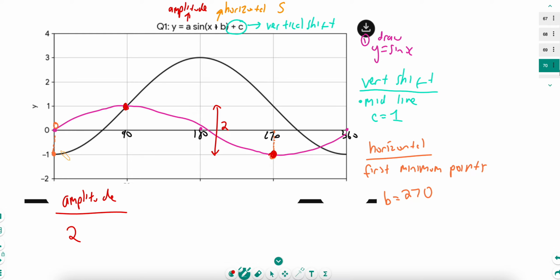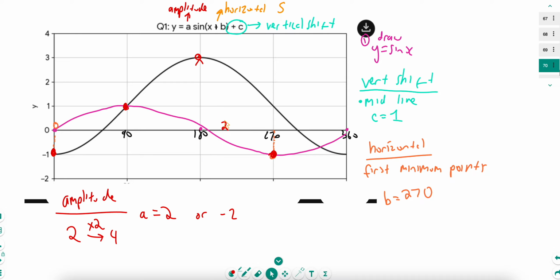Now let's look at our transformed graph. Well, the lowest point's at -1, the highest point's at 3, so therefore it's got a height of 4. So the amplitude has doubled, so our A value is going to be 2. Now it might be -2. We've got to figure out which one it is. Let me show you how we do it.